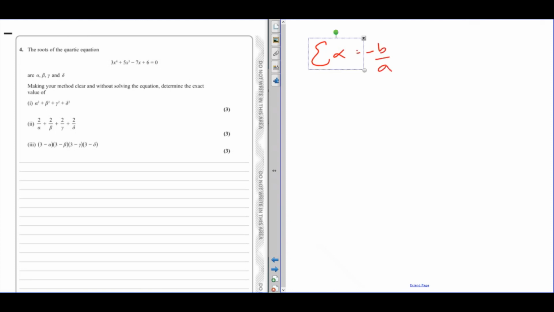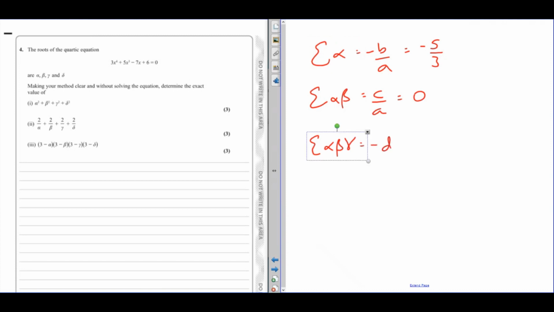First off, the sum of the roots is equal to minus b over a, so that's minus 5 over 3. Then the sum of the product pairs is equal to c over a. This one is 0 because c is the x squared coefficient and there is no x squared term. The sum of the product triples is equal to minus d over a, which is minus 7 over 3 for this one. And the product of the roots is equal to e over a, which in this case is 6 over 3, so 2.